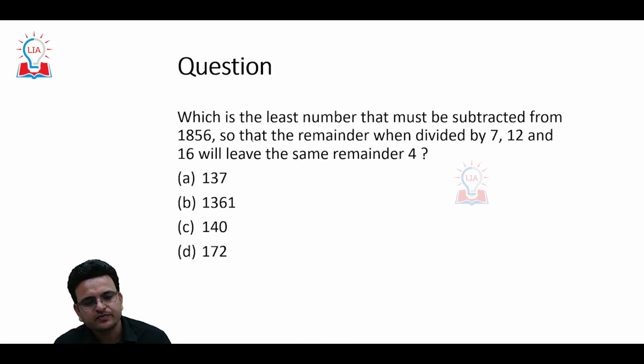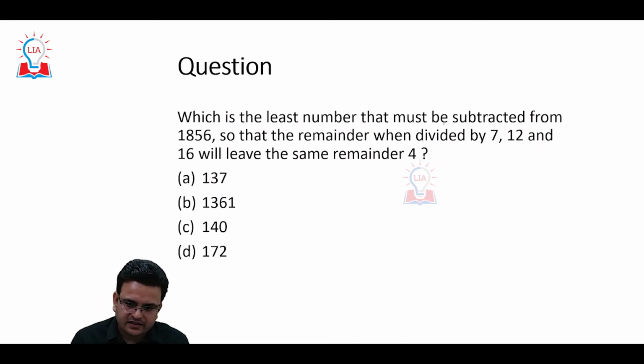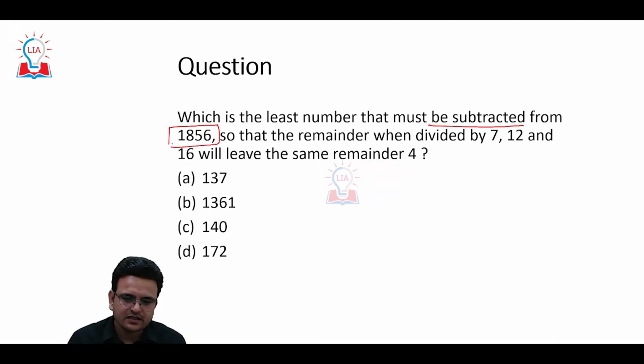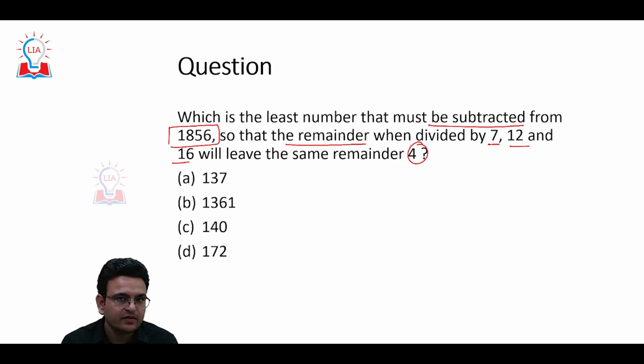One more question: which is the least number that must be subtracted from 1856 so that the remainder when divided by 7, 12, 16 will leave remainder 4 in each case? Pause the video and try to attempt this question, then it will be more helpful.